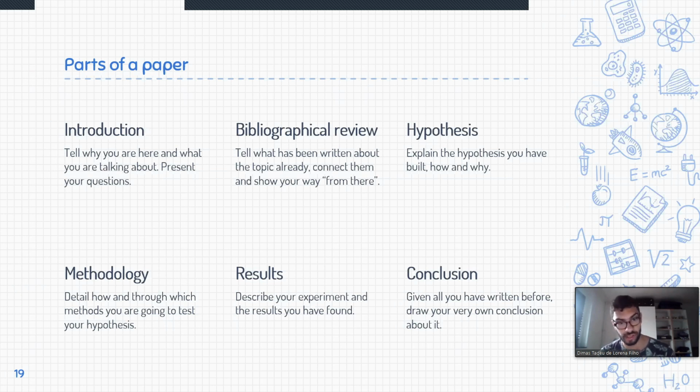Then you get to the results, which is where you describe your experiment, how you did the experiment and the results you found. And finally, conclusion. You might note from here that introduction and conclusion are the only two parts that I would have a subtitle on, like introduction and conclusion. And this is because all the rest, so bibliographical review, hypothesis, methodology, and results are part of the development. They're like the body of your paper. So it doesn't matter how you name them.